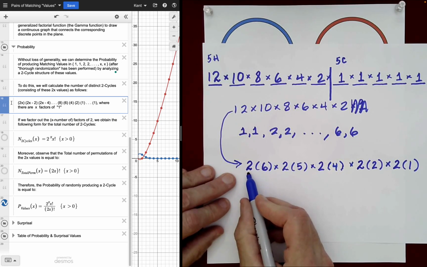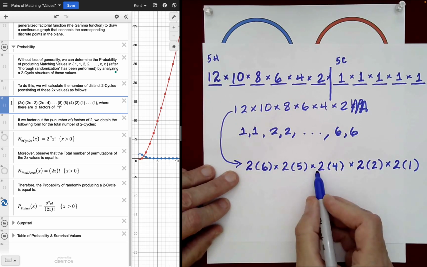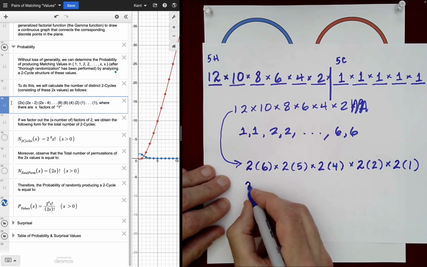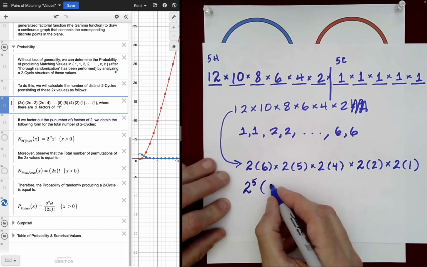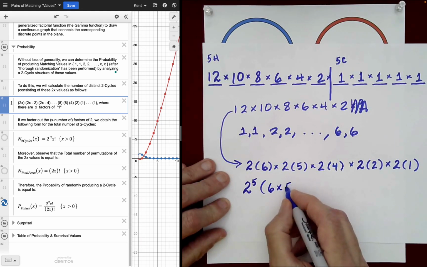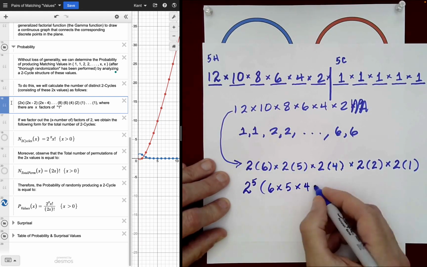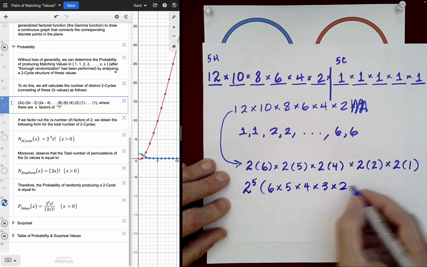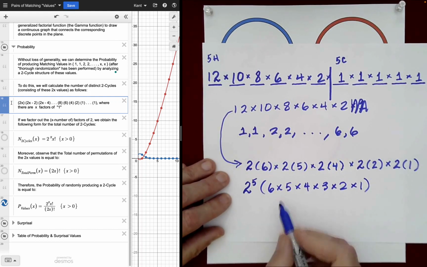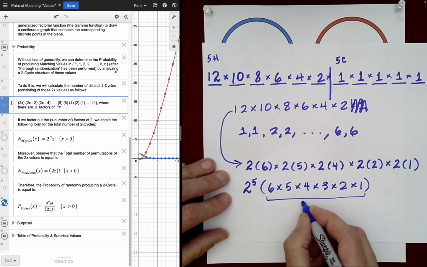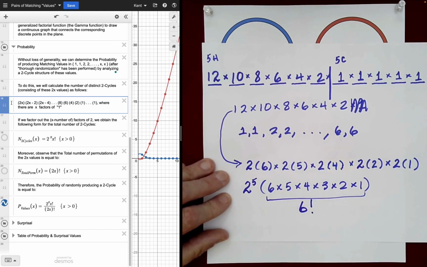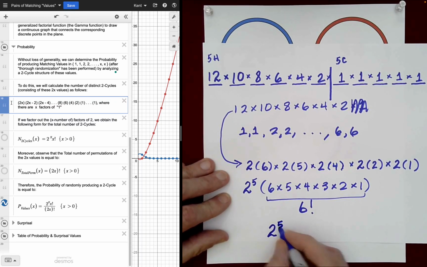Well, what does that allow you to do? How many factors of 2 do I have? 1, 2, 3, 4, 5. So it's 2 to the 5th times what? 6 times 5 times 4 times 3 times 2 times 1. And I imagine you know what this is. That's 6 factorial. So the answer is 2 to the 5th times 6 factorial.